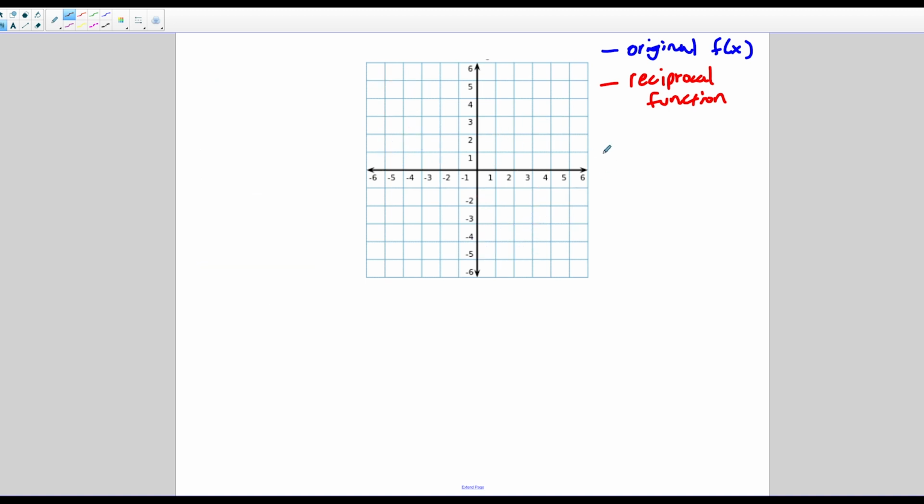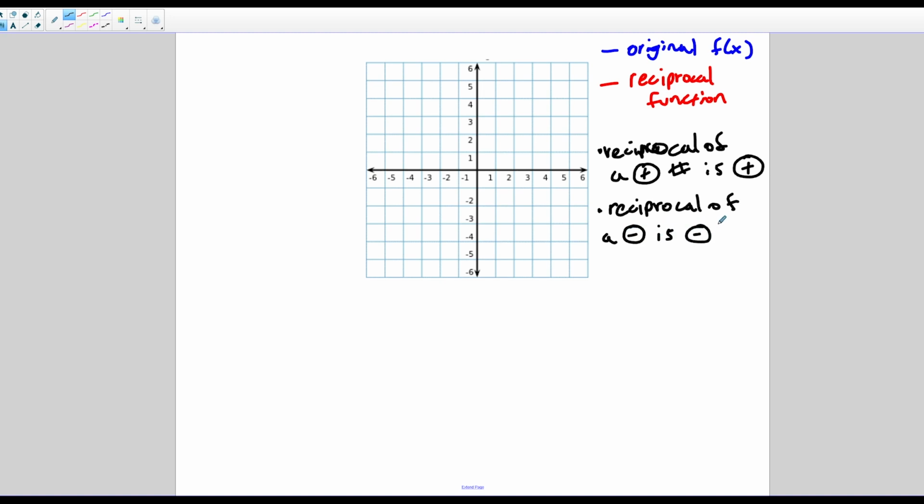So let's come up with a few observations from what we just did. First of all, the reciprocal of a positive number is positive, and the reciprocal of a negative number is still going to be negative. So those are two observations that we've made so far.